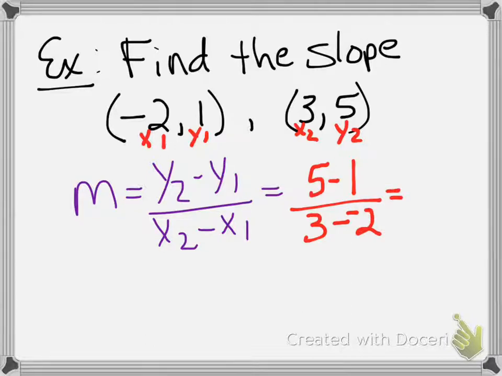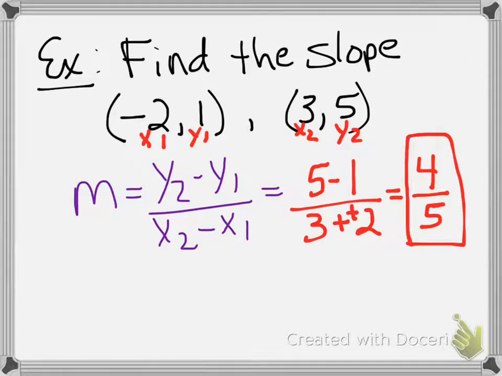Now it's important that I left that negative with the 2 so that you can see what's going to happen. In my numerator, 5 minus 1 is 4. In the denominator, I have 3 minus negative 2, and when I have two negatives, it becomes plus. So this becomes 3 plus 2, which is 5. So in this problem, I found the slope, and the slope is 4 over 5, or you can say it is 4/5. And keep in mind, slope is the same thing as a rate of change.